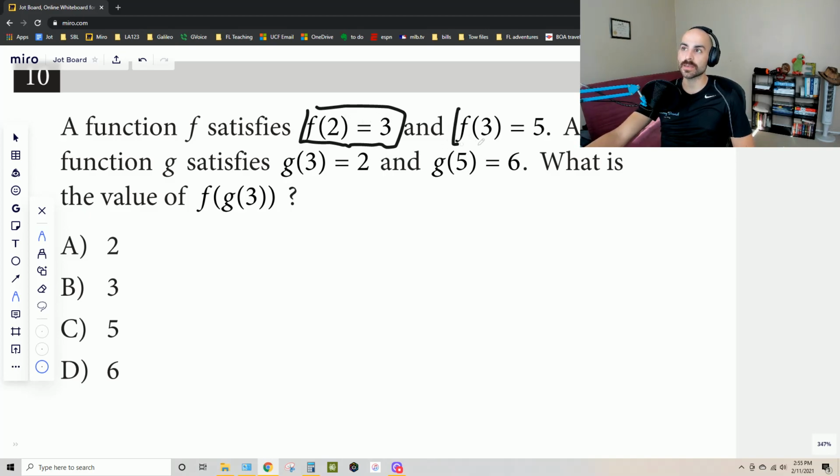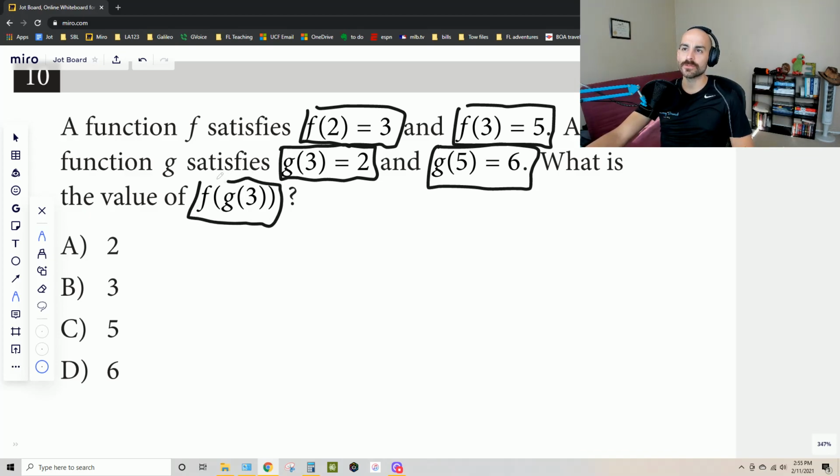And for that same equation, that f there, that means when you plug in 3, you get 5. And for g, our equation named g, that means if you plug in 3 into that equation, you get 2 coming out. And if you plug in 5 into the g equation, out comes 6, right? And so the question is, what happens when you get f of g of 3?